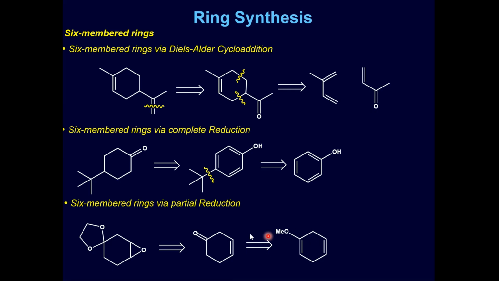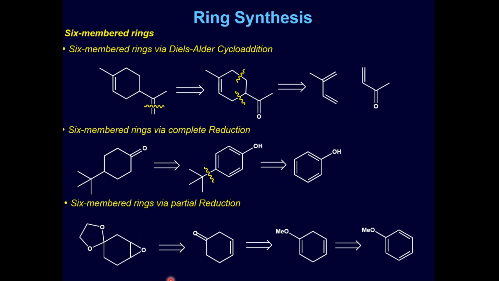I partially reduce the methoxy derivative, a double bond over here. I'll take anisole. I'll do partial reduction. I'll get the corresponding 1,4 dihydro derivative. Further, I do hydrolysis. I'll get the corresponding cyclohexenone. I do epoxidation by treating with hydrogen peroxide and a strong base. The epoxidation occurs at the double bond. The carbonyl group I treat with ethane diol. This gets blocked and gives this system.